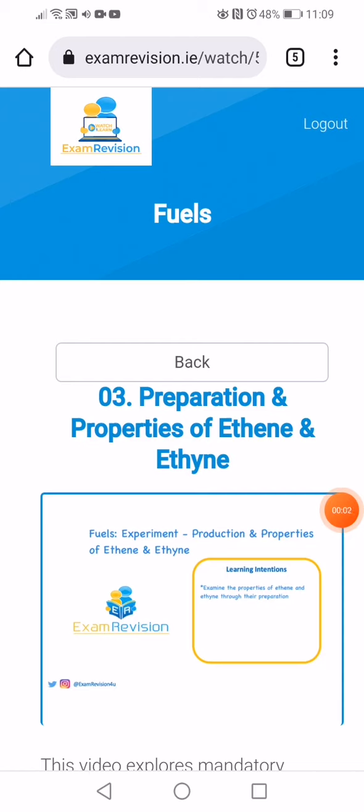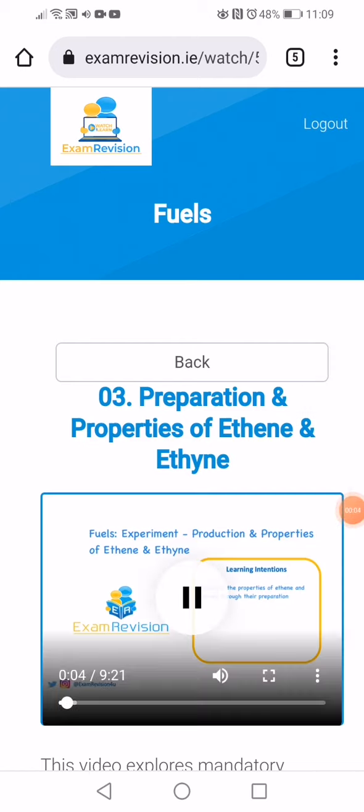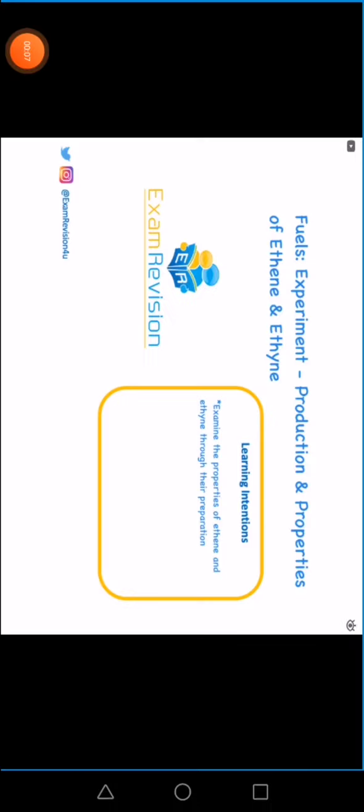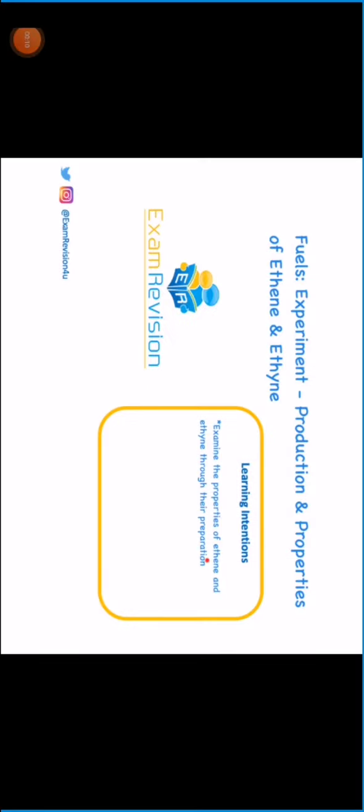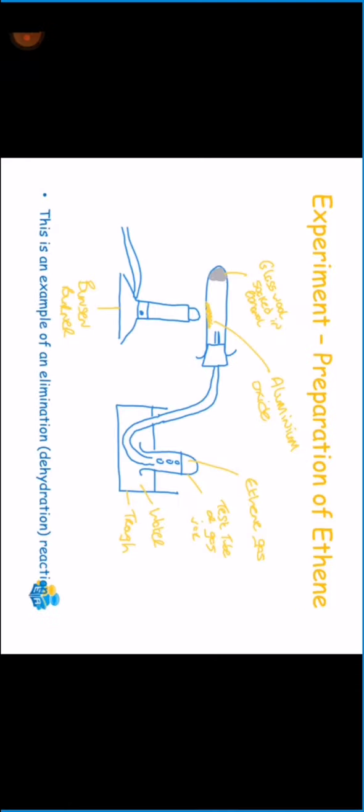We're going to look at fuels, and we're specifically going to look at the experiments based on the production and properties of ethene and ethyne. So our learning intention is to examine the properties of ethene and ethyne through their preparation. The first experiment that we're going to go through is the production of ethene.